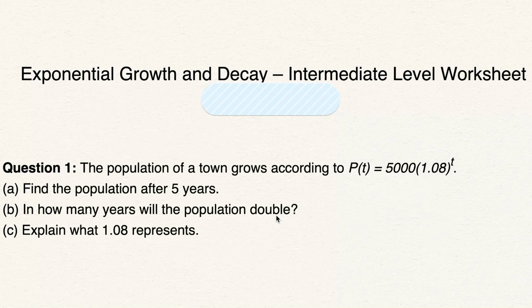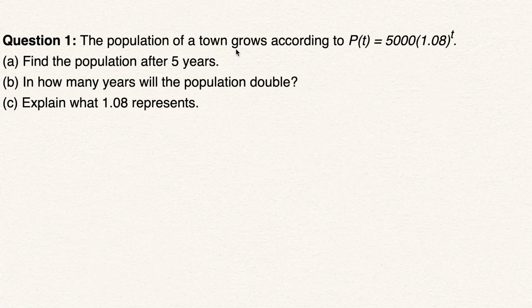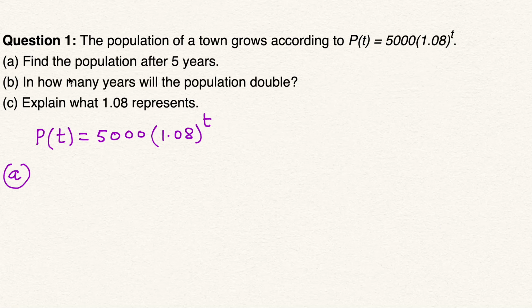Now let's come to the next level, the intermediate level worksheet of exponential growth and decay. Let's start. Question number 1. The population of a town grows according to, population after time t is equal to 5000, which is the initial population, times 1.08 raised to power t. Okay. First is find the population after 5 hours.